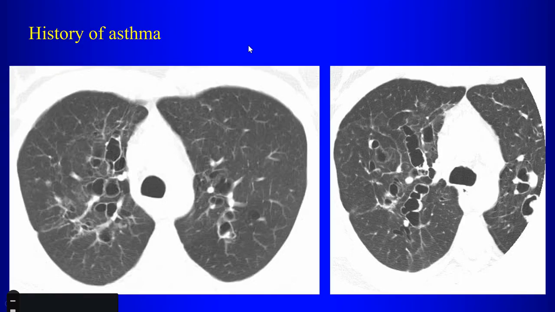If I tell you this patient has a history of asthma, what's the finding here on the CT? Severe bronchitis. Yeah, so there's bronchiectasis. The location of the bronchiectasis here is central, perihilar kind of central bronchiectasis. So how do we put this together?